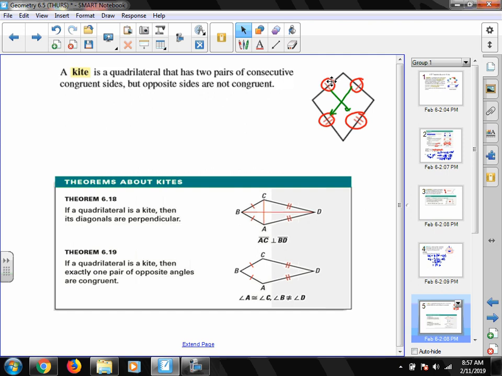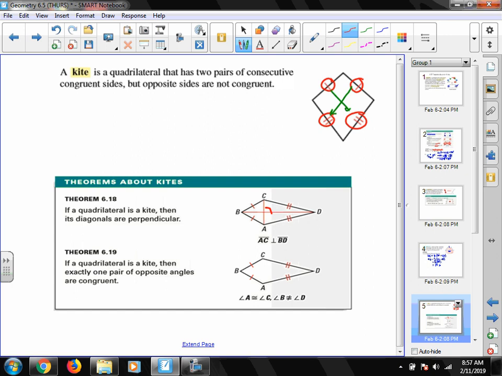Couple theorems about kites here. If a quadrilateral is a kite, then the diagonals are going to be perpendicular. So if you look here, I've got diagonal BD and diagonal AC. These have to be perpendicular to each other. It'll happen every time just by the way that we define our kites. Always perpendicular, always forming that right angle, or 90 degrees.